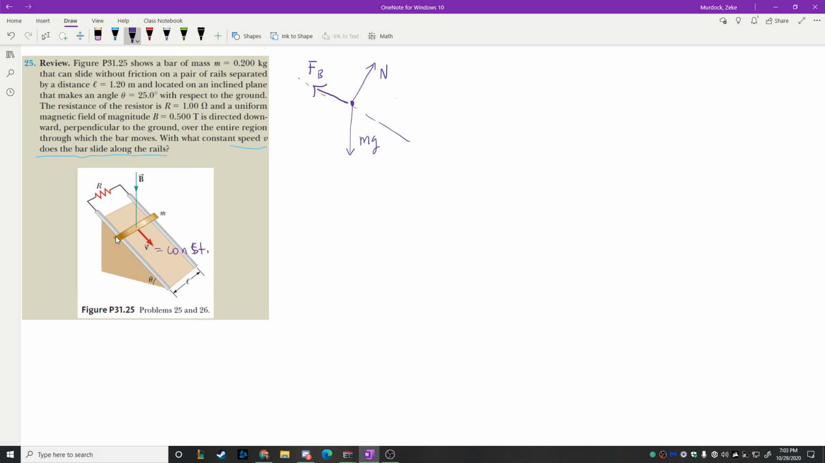And then if that angle down there is theta, we'll extend this way, and say that if this angle is theta, this angle is theta, and that'll allow us to break up the weight into components like we normally do in problems like this. This is going to be mg times the sine of theta, and this is going to be mg times the cosine of theta.